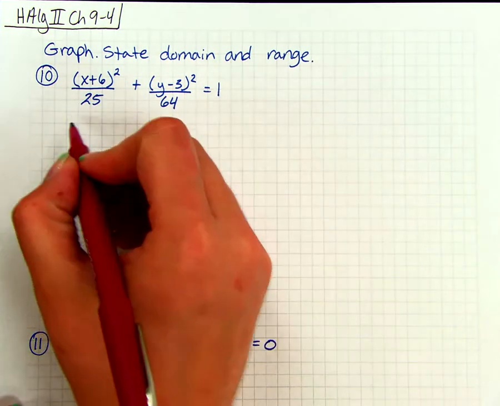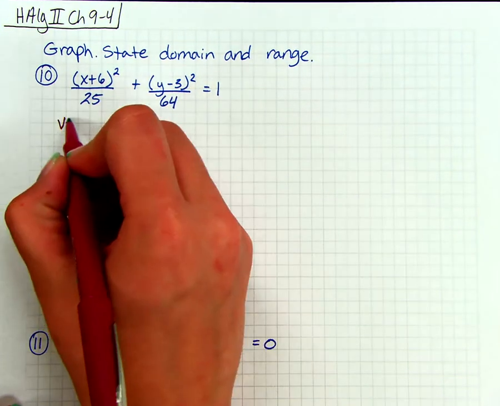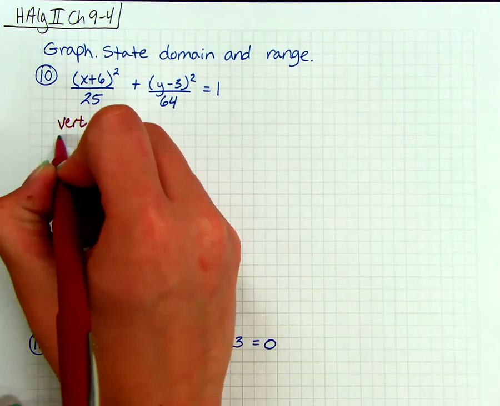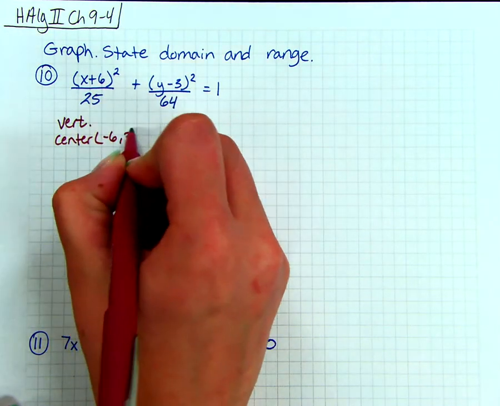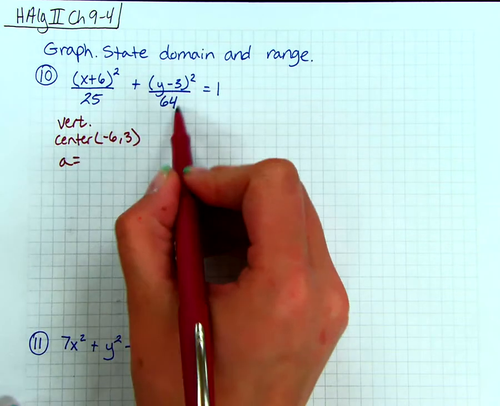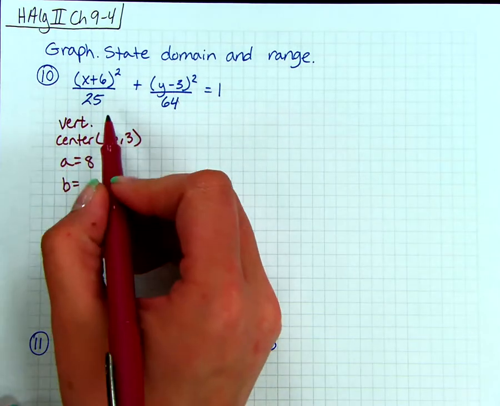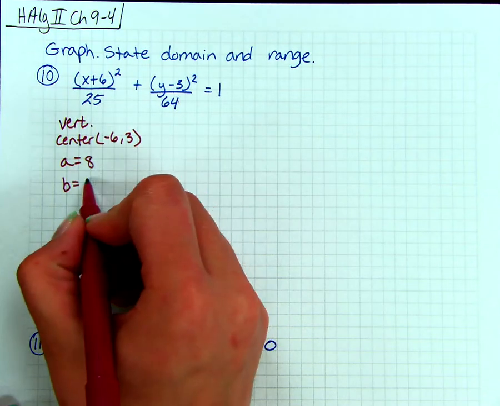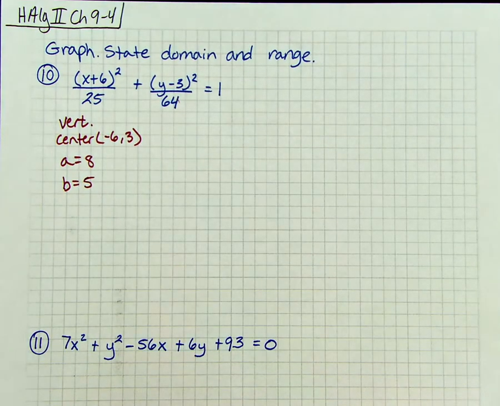So this is going to be vertical because the bigger number is underneath the y term. The center is going to be (-6, 3). The A value is the square root of 64, so 8. And the B value is the square root of the smaller number, so the square root of 25 is 5. Once we have that information, it's going to be really easy to graph and then to identify the domain and range.